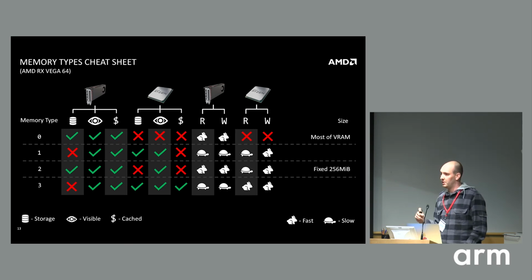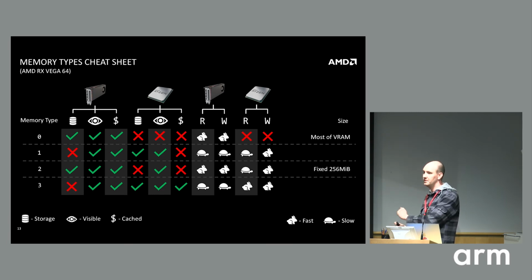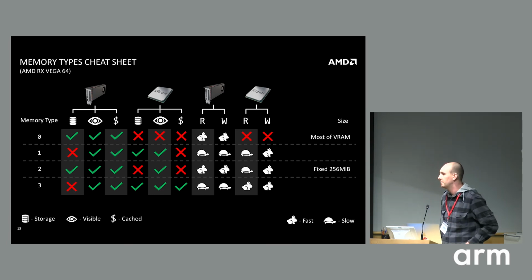For reading on the CPU, that's going to be a tortoise because it's uncached memory, so it's not going to live in our CPU's cache hierarchy. Every time we read, it's going all the way to memory and bringing it back in. Writes, however, get a hare, and the reason is write combining. If you write in a nice, linear, streaming model to this memory, it's going to be nice and quick. So that's type 1.